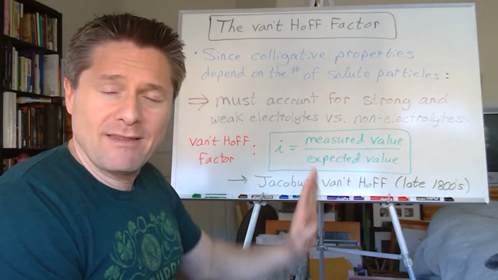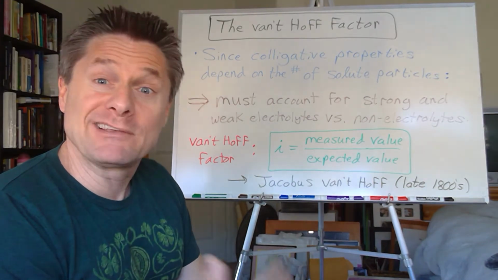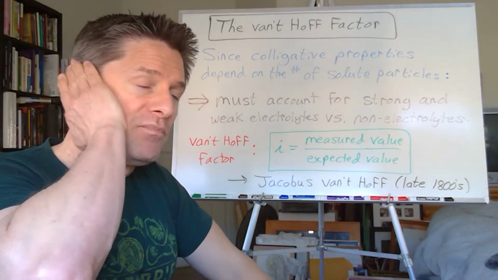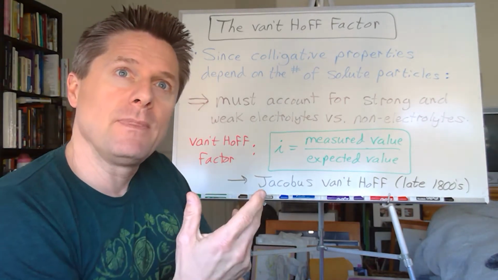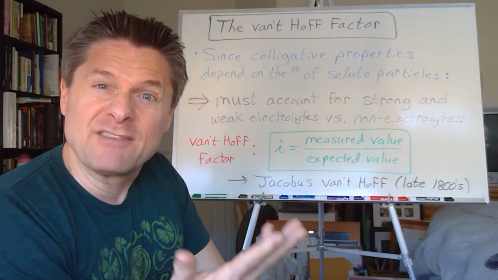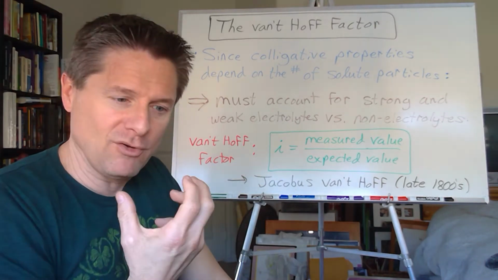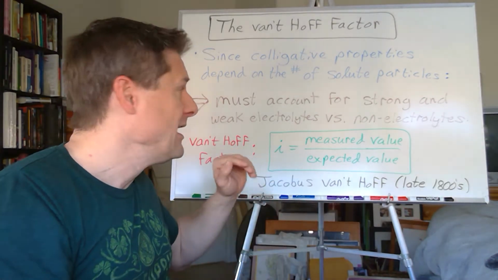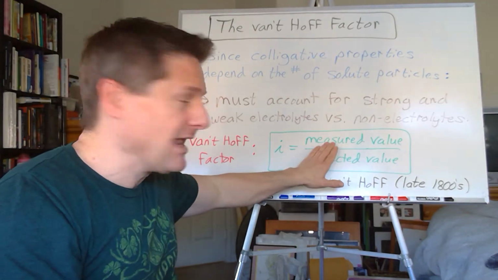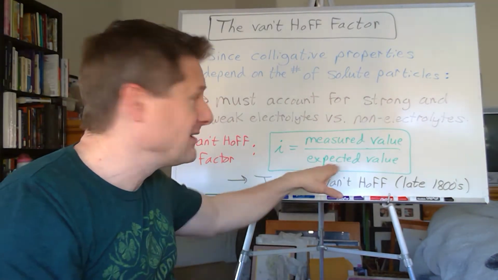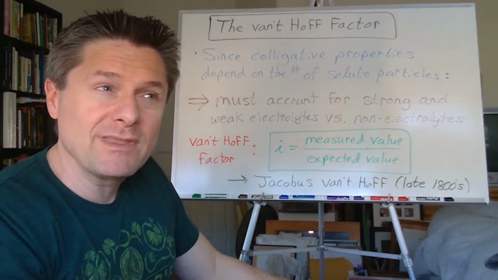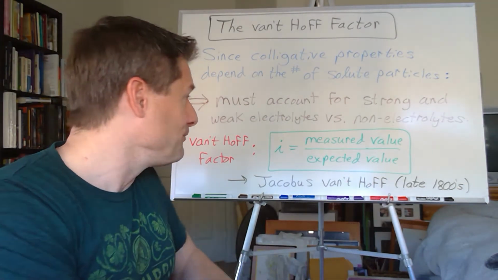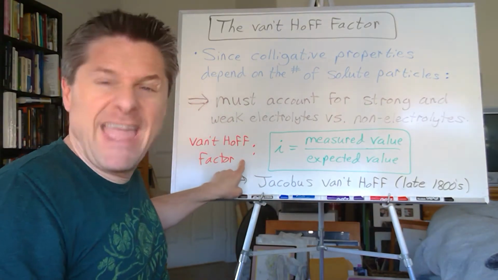But when Jacobus van 't Hoff was looking at some of these colligative properties, vapor pressure lowering, freezing point depression, boiling point elevation, they were kind of looking at everything as being a non-electrolyte, right? 1 particle becomes 1 particle, this 1-to-1 ratio. But he was measuring values of colligative properties that were different from what he expected. And he's like, what is going on? Especially for strong electrolytes. And so he came up with this van 't Hoff factor.